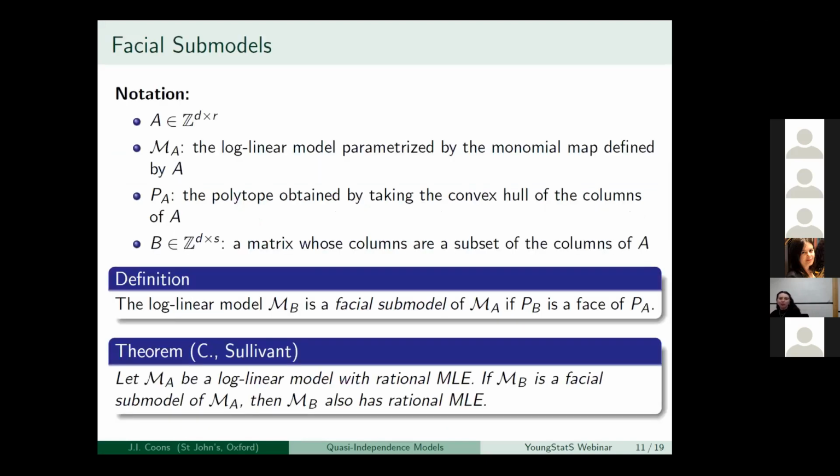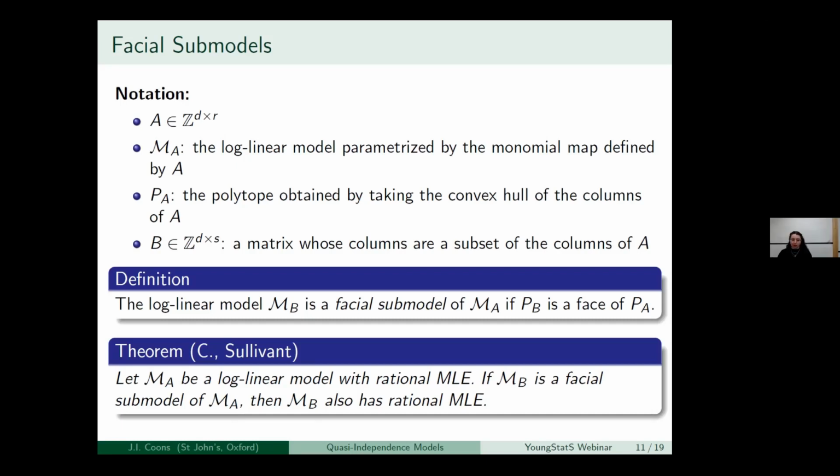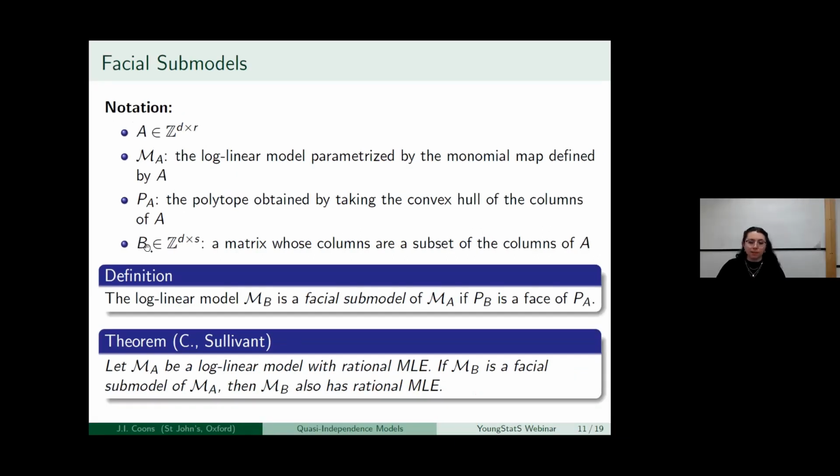Okay, so I'll talk a little bit about these facial submodels. I'll fix an integer matrix A, and I'll let M sub A be the log linear model that's parameterized by the monomial map that A defines. And I'll let P sub A be the polytope that I get by taking the convex hull of the columns of A. And then I'll fix a matrix B that I get just by selecting some of the columns of A. So its columns are a subset of those of A.